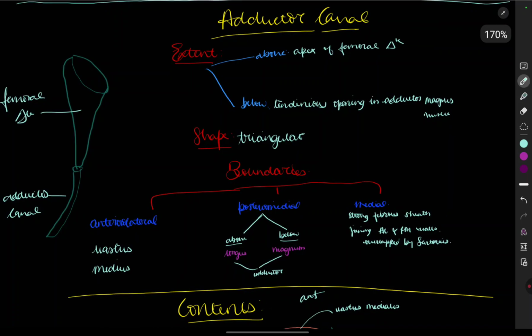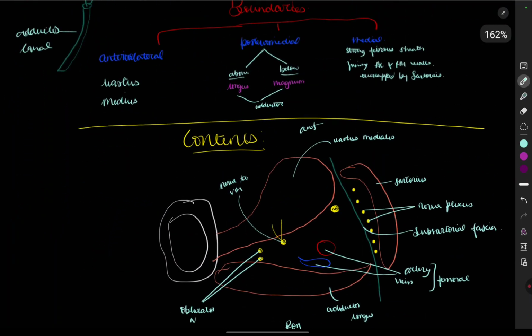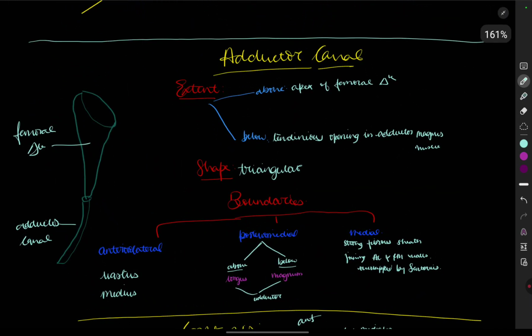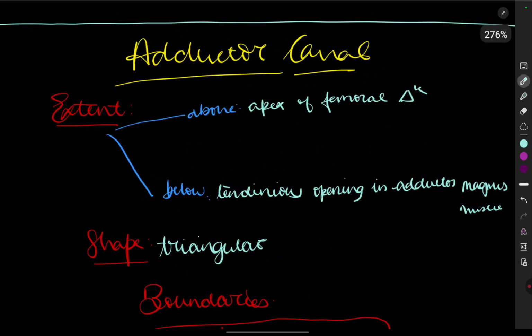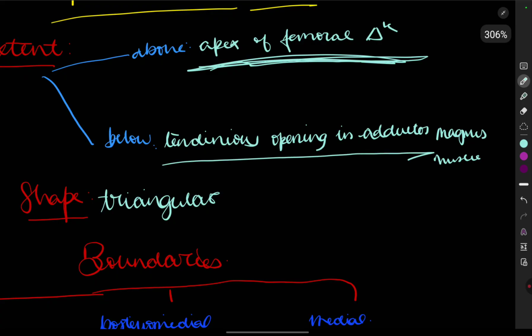So now we are going to do the adductor canal, which is very easy to understand, but it also is very important. See, the adductor canal extends above and below. Above is the apex of the femoral triangle, and below is the tendinous opening of the adductor magnus muscle.